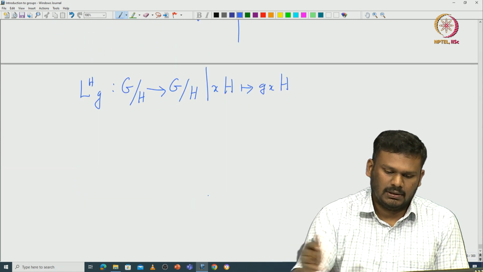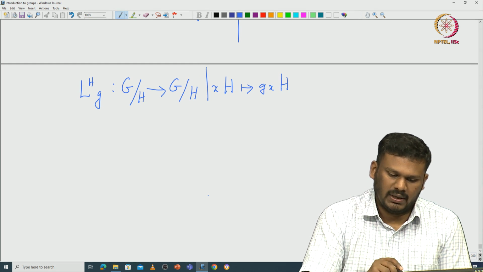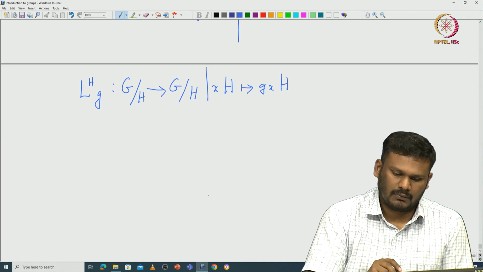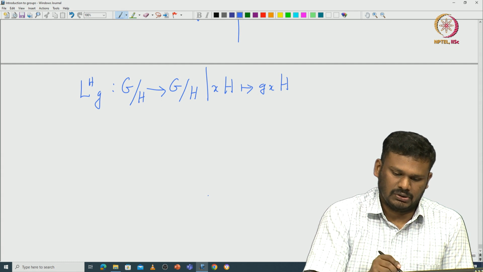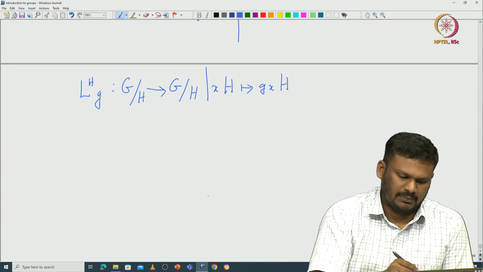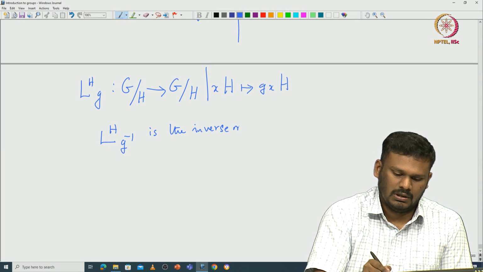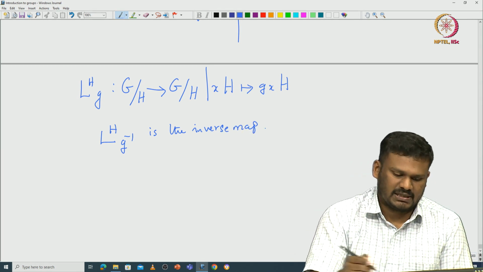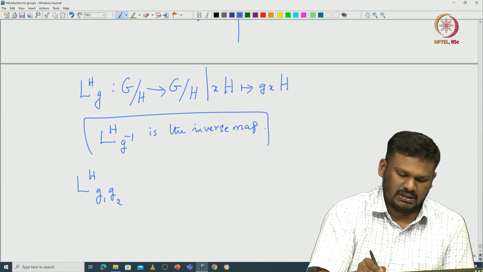So, now note that we want to say that this thing is actually really a bijective map. One can simply check that L_{g inverse} is the inverse map. Okay. So, this is not very hard. So, let us verify it is actually satisfying the group law. Then it becomes clear this is actually the inverse map.